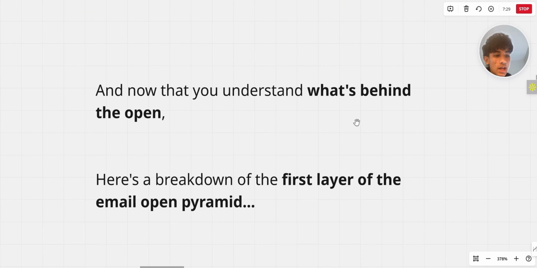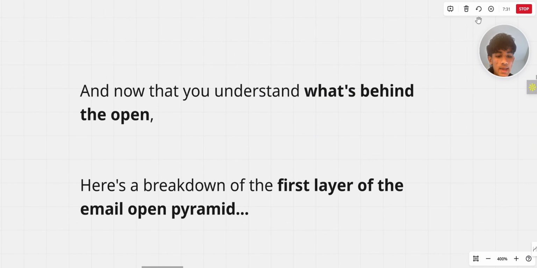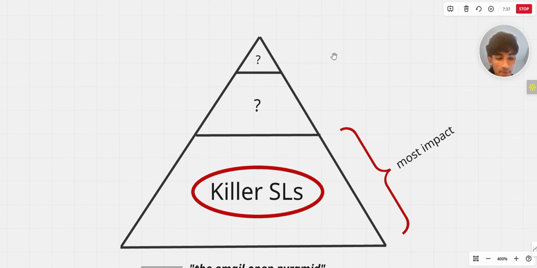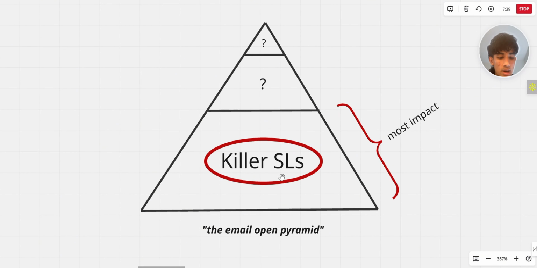So now that you understand the psychology behind it, let's finally break down the first layer of the email open pyramid, and that is subject lines. Now, this is the pyramid, and as we can see at the bottom are subject lines, and the reason it's the biggest layer is because it has the most impact over your open rates.